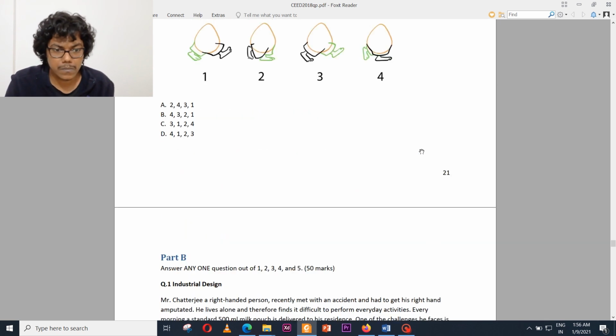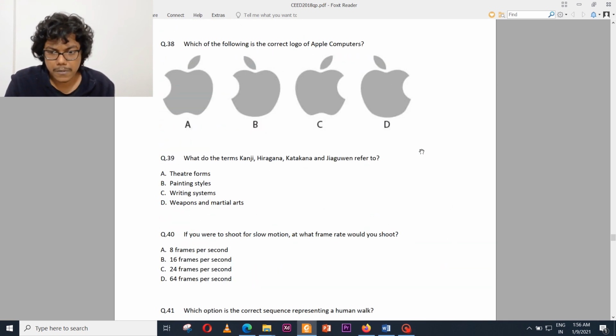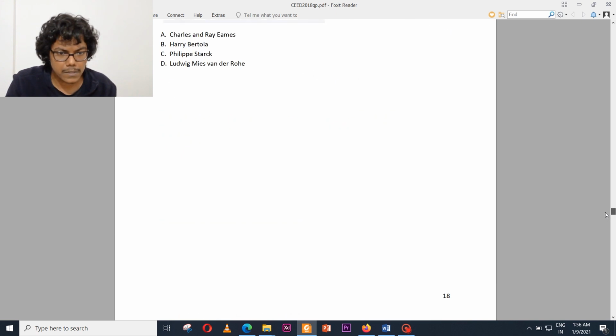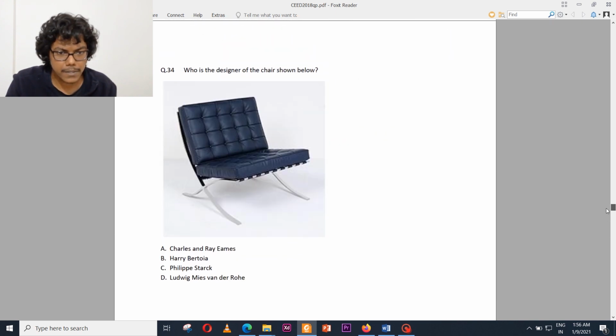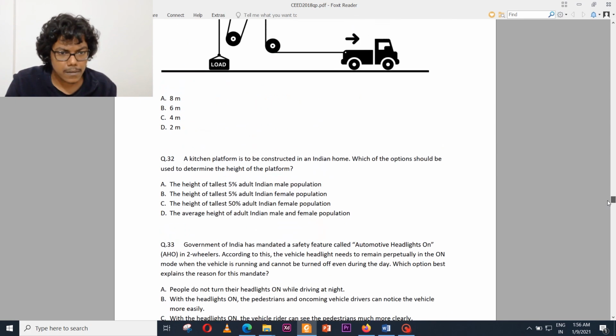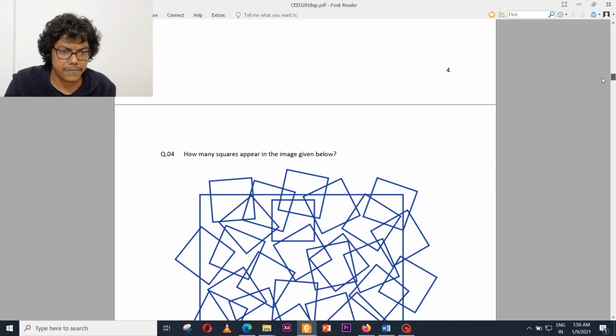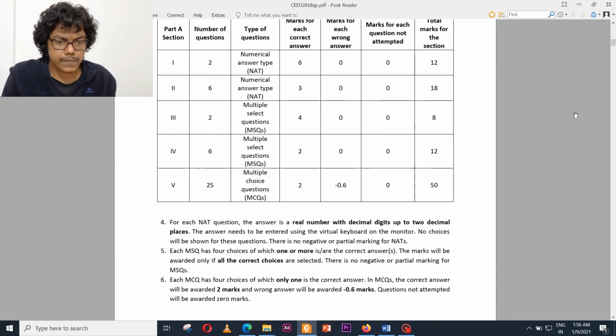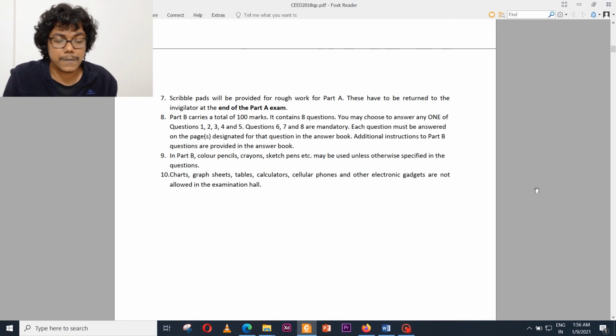Okay, so like in first go, how many you could attempt? I mean, 15. 15 is good, right? Out of 25 you could attempt 15 one go, so that is good without any negative marking.